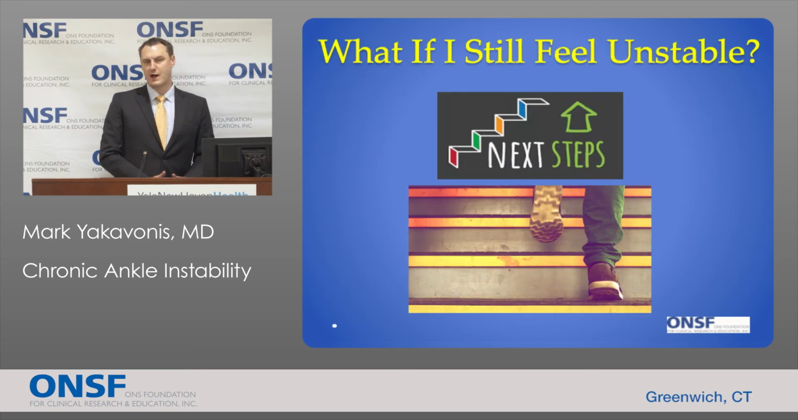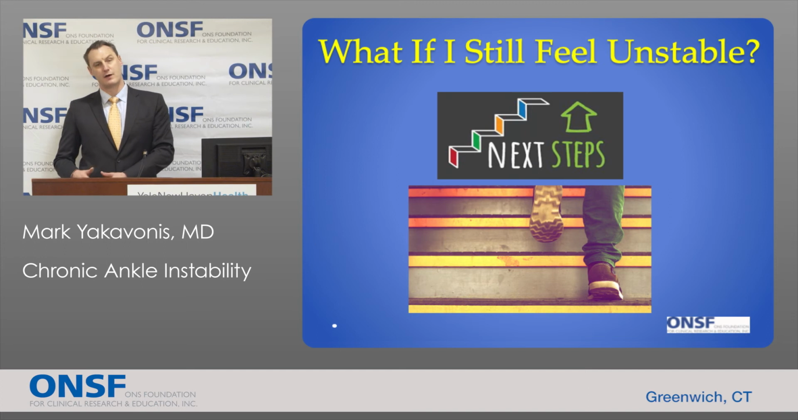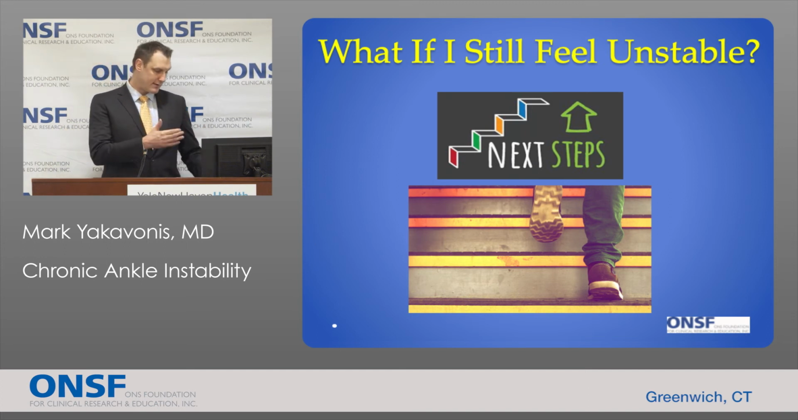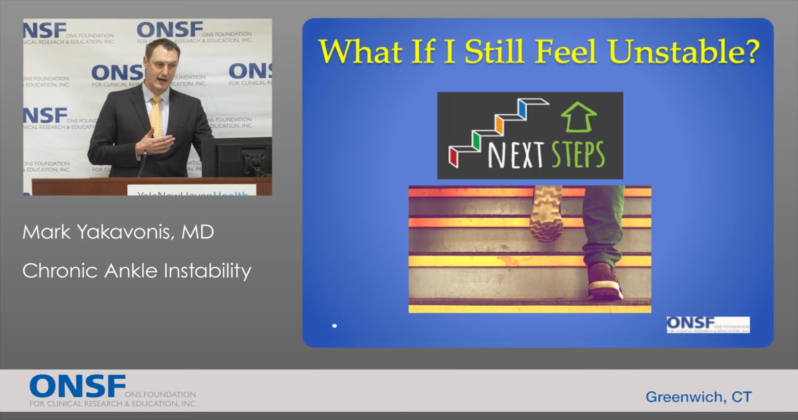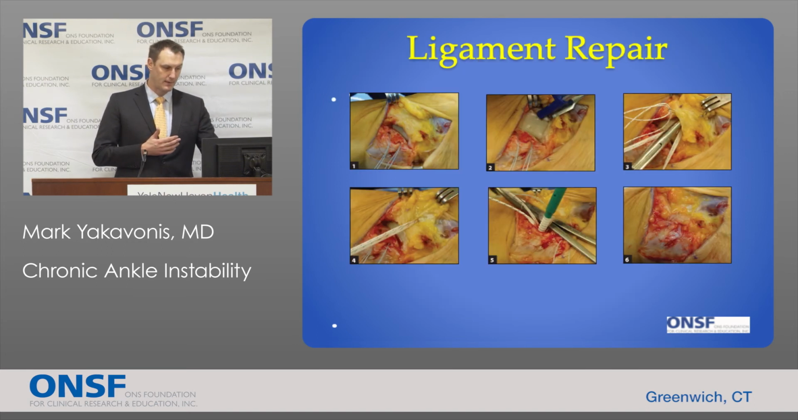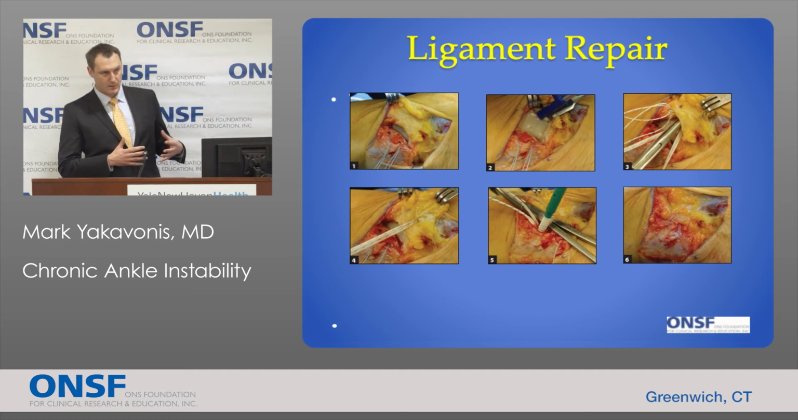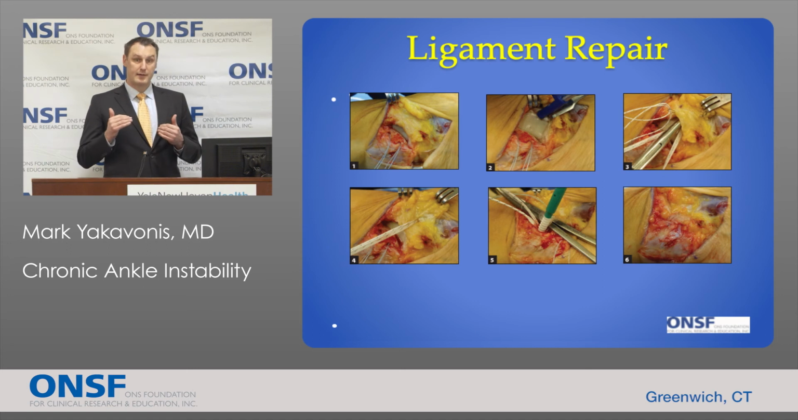What happens if you try bracing, you try therapy, you try stretching on your own, and you still have instability? Well, that's when we move to a more aggressive option, which would be considering surgery. And there are two ways to treat this surgically. One is a ligament repair, and the other is a ligament reconstruction. And this partly depends on the quality of your tissue, whether or not it can be repaired.